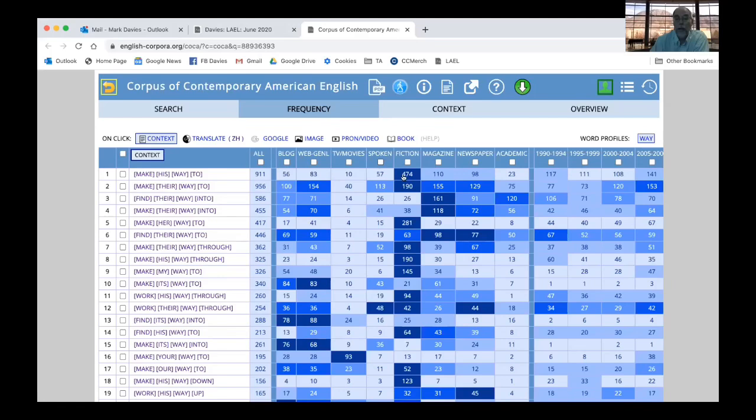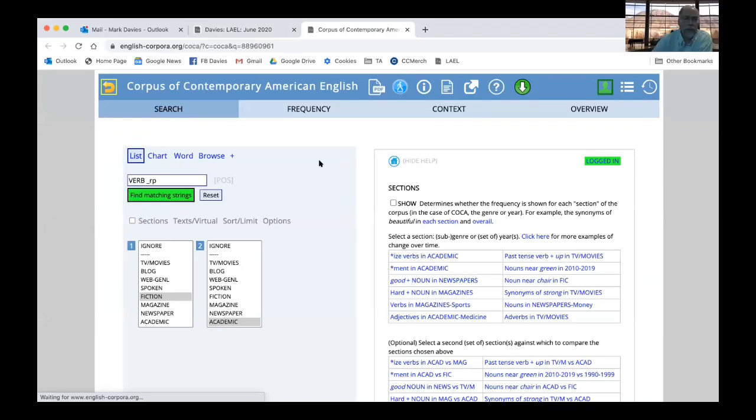And the first thing you'd probably notice here is just how frequent these are in fiction compared to the other genres. I wanted to actually, well, maybe I'll do the search, but this one takes a long time because we're looking at this very high frequency construction, verb followed by an adverbial particle.